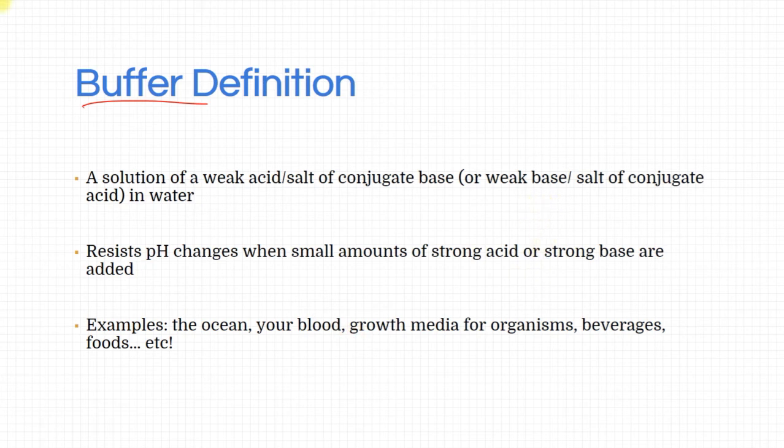In order to make a buffer, what we need is two weak things, a weak base and a weak acid. Okay? So we want to have two weak things together. So you can make one with a weak acid and its conjugate, which isn't going to be a weak base. Or you could go weak base, weak acid together. It doesn't matter. The important thing is that you have an acid and a base present in pretty close to the same concentrations.